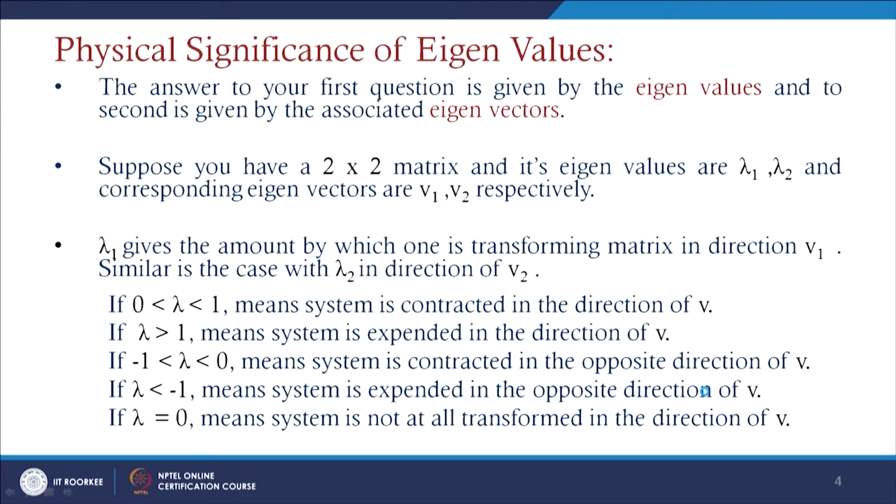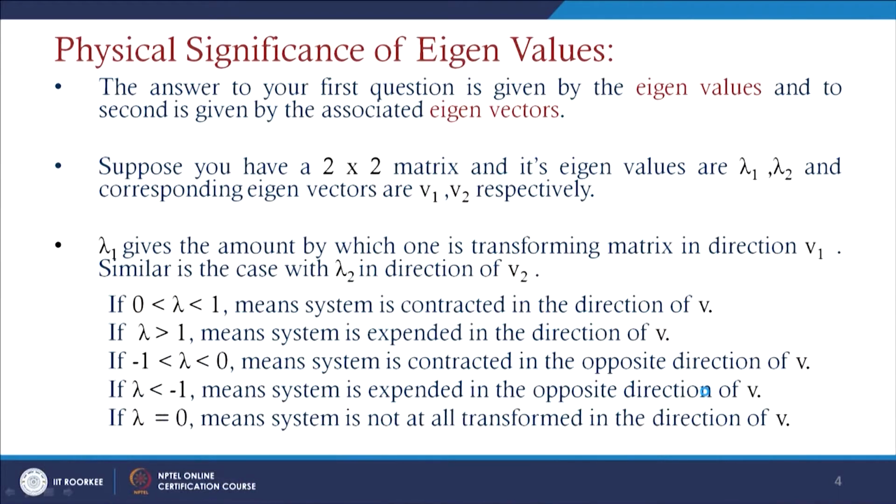If we have two distinct eigenvalues, lambda 1 and lambda 2, then lambda 1 gives the amount by which one is transforming the matrix in direction V1, since V1 is the eigenvector associated with the eigenvalue lambda 1. Similarly, in case 2, lambda 2 acts in the direction of V2. These eigenvalues transform the system in such a way that it takes the direction of the associated vector.